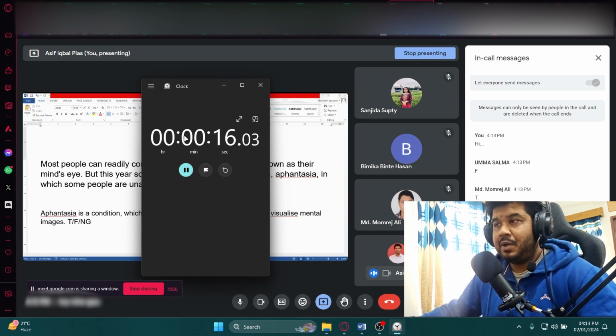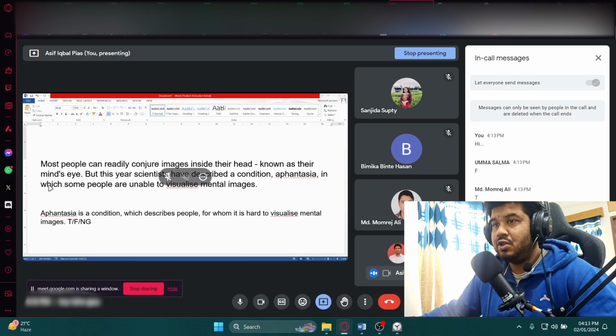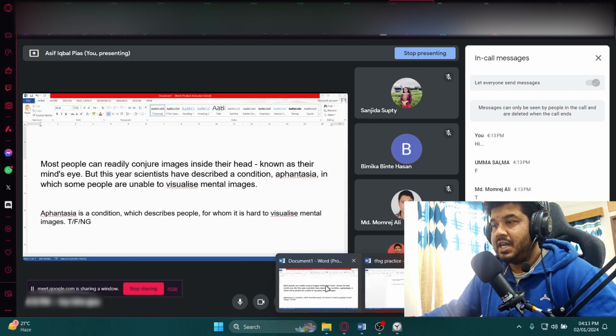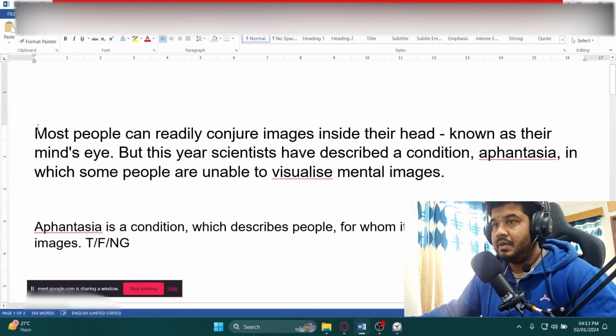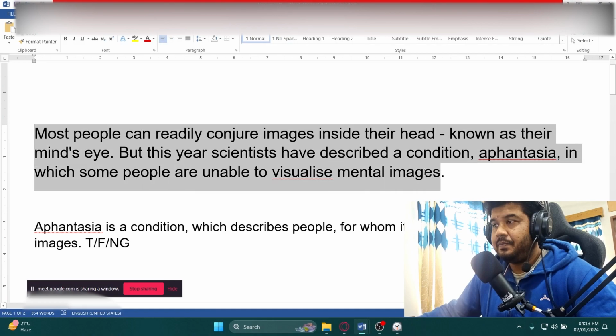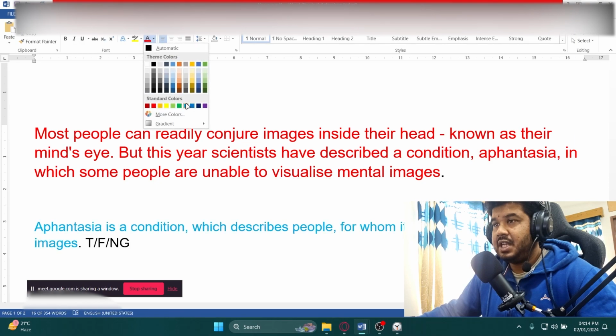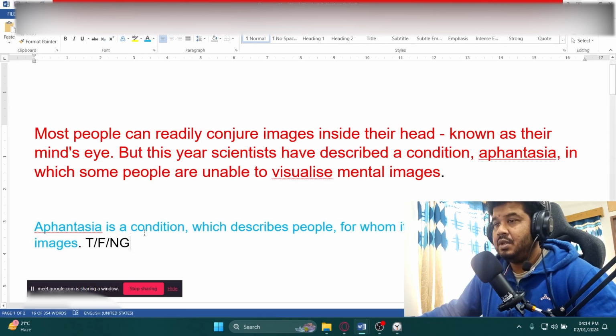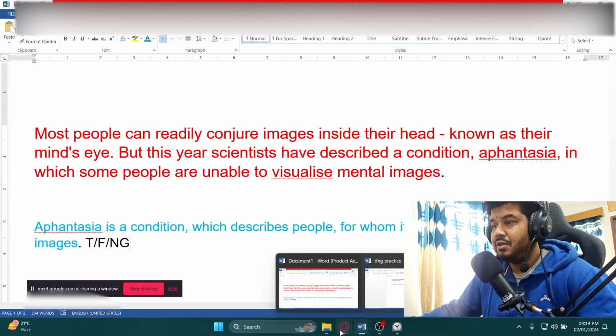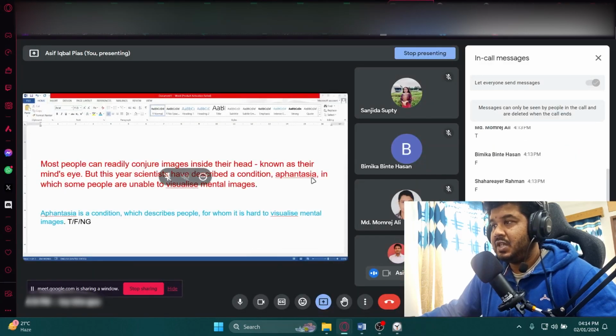All right, for the people who have joined a bit late, what we are doing is we are reading the statement on top. I'll just mark it in red. This much. So the statement in red, we are going to read it, and then we are going to identify the statement in, let's say, blue, to find out whether it's true, false, or not given.